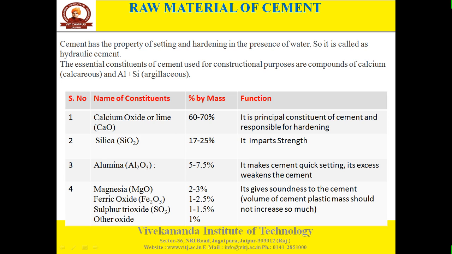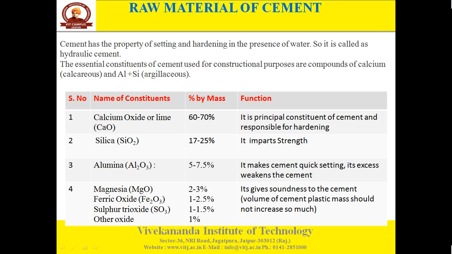Silica, SiO2, we are taking in 20 to 25% by mass and it imparts strength to cement. Alumina, Al2O3, 5 to 7.5%. Its function in cement is that it makes cement quick setting, and in excess it weakens the cement. Next is magnesia, MgO, magnesium oxide 2 to 3%, ferric oxide 1 to 2.5%, sulfur trioxide 1 to 1.5%, other oxides 1%. These oxides give cement its soundness.